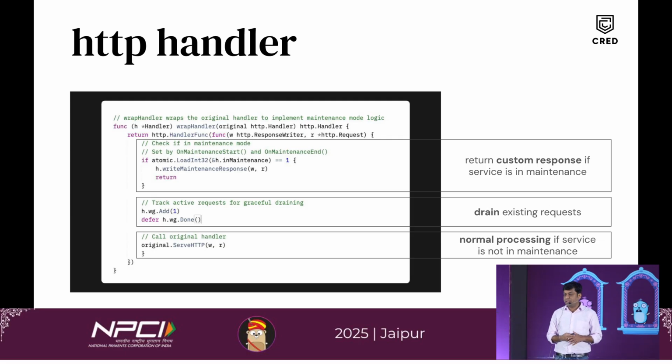Similarly, we have the gRPC handler, which also works in a similar fashion, right? In addition to it, there are certain gRPC health check related methods which it excludes from the maintenance so that the health check does not fail for the service.